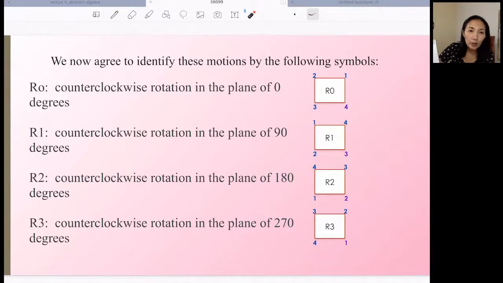Next, what about X, Y, D1, D2? Okay. X, Y, D1, D2.